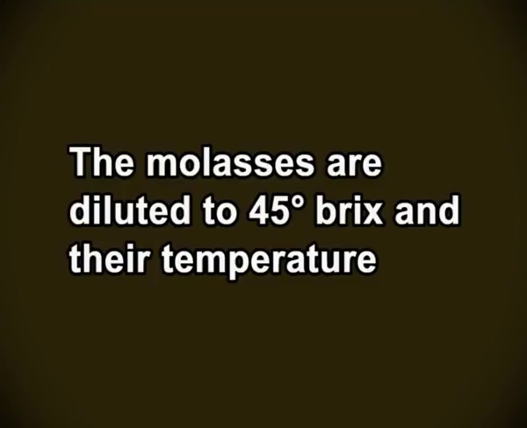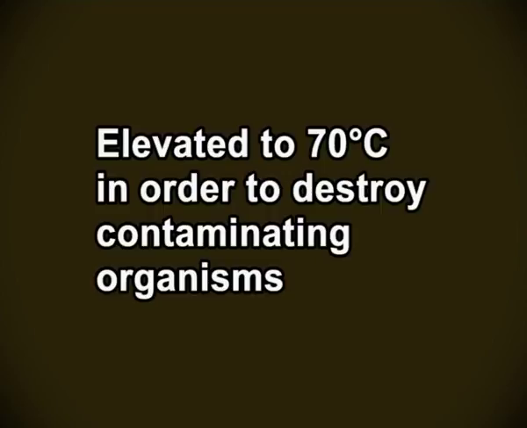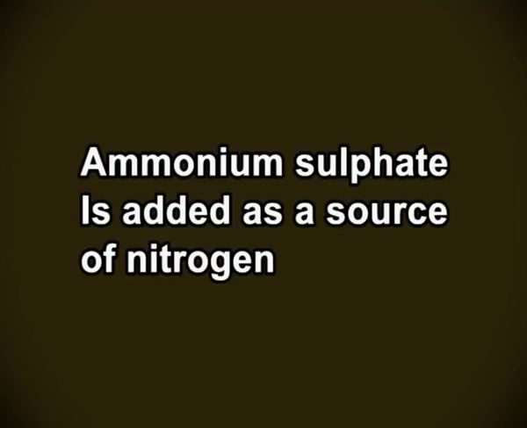Prior to fermentation, the molasses are diluted to 45 degrees brix and the temperature elevated to 70 degrees Celsius in order to destroy contaminating organisms. The pH is lowered by the addition of sulfuric acid and the whole clarified by putting into a conical bottom settling tank, from which the sludge can be decanted from the cone. Ammonium sulfate is added as a source of nitrogen.